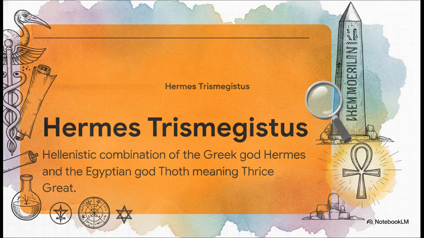This awesome cultural fusion led to a specific, totally legendary figure known as Hermes Trismegistus, which translates to thrice great. This Hellenistic combination was so impactful that the Greeks even renamed the deity's massive Egyptian cult center to Hermopolis, literally the city of Hermes. This combined figure then became the ultimate source of alchemy and magic, firmly cementing a legacy that would go on to dominate Western esoteric traditions for centuries.